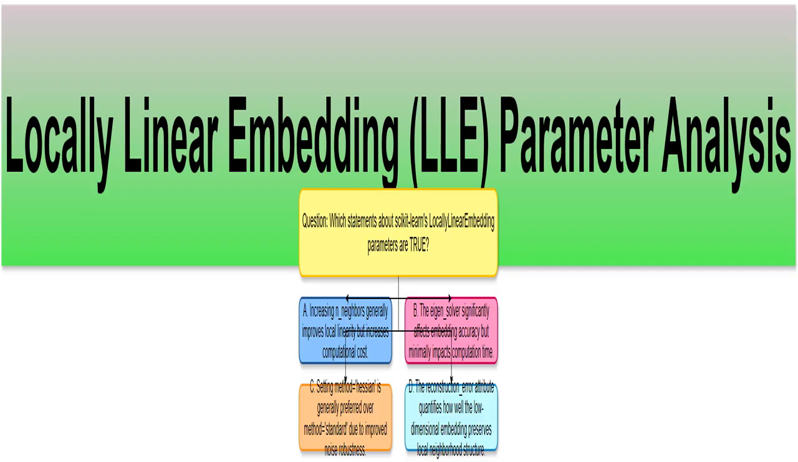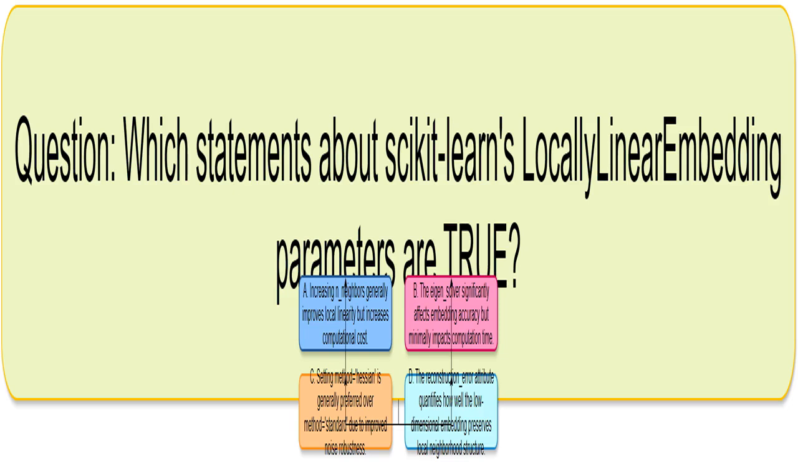I'm analyzing the parameters used in scikit-learn's locally linear embedding, LLE, algorithm, a technique used for dimensionality reduction. I'll be focusing on how different parameter choices affect the algorithm's performance and results. LLE aims to reduce the dimensions of data while preserving local neighborhood structures. This question tests your understanding of the locally linear embedding function in scikit-learn. You'll need to assess the accuracy of different statements describing this dimensionality reduction technique.